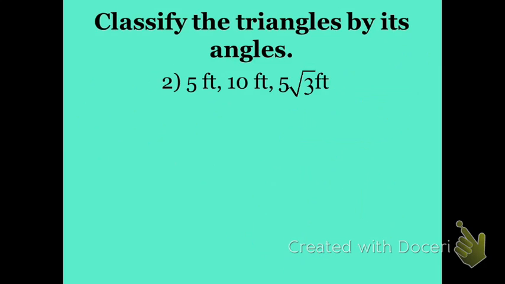We have 5, 10, and 5 root 3. Now, if one of the side lengths has a radical in it and you're not sure which is the biggest side, then one thing you could do is type all of these numbers into a calculator and see what they all are as decimals, because it's easier to compare numbers when they're either all in radical form or all in decimal form. So since we can type 5 root 3 into a calculator and that comes out to 8.66, then we know that 10 is the biggest side. So 10 has to be our C.